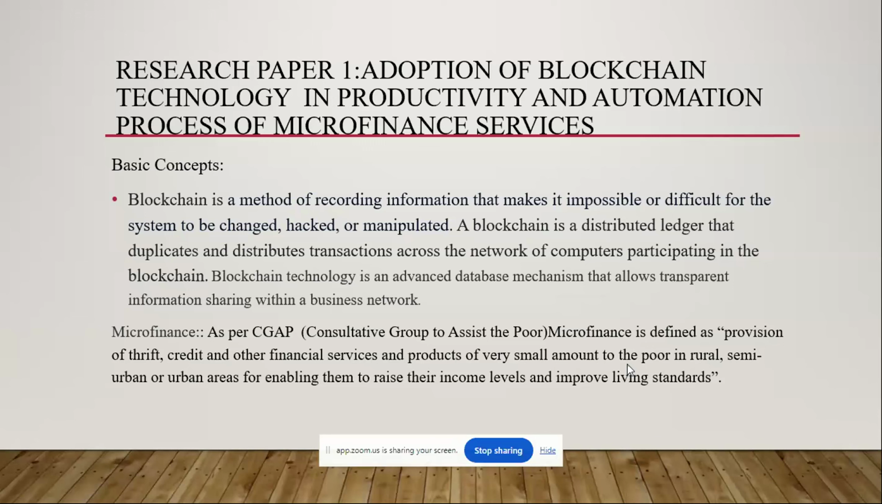Blockchain is a method of recording information that makes it impossible or difficult for the system to be changed, hacked, or manipulated. And as far as I'm integrating this concept with the basic concept of microfinance, what is microfinance? As per CGAP, microfinance is defined as provision of thrift, credit, and other financial services and products of very small amount to the poor in rural, semi-urban, or urban areas for enabling them to raise their income.